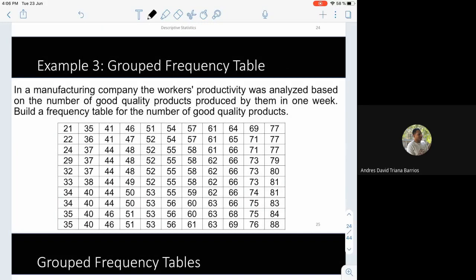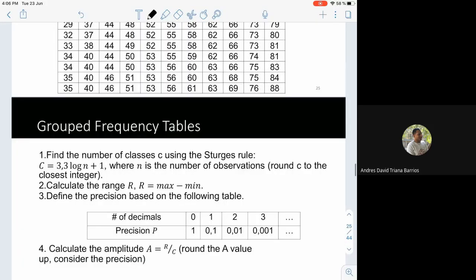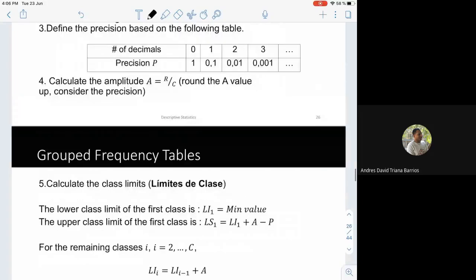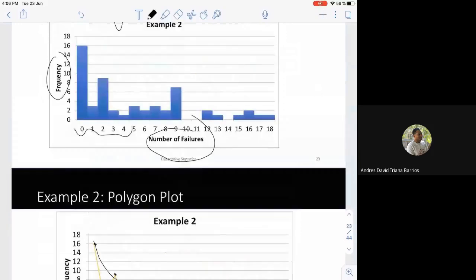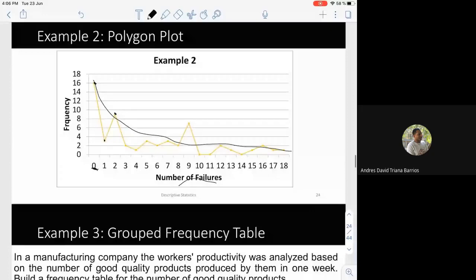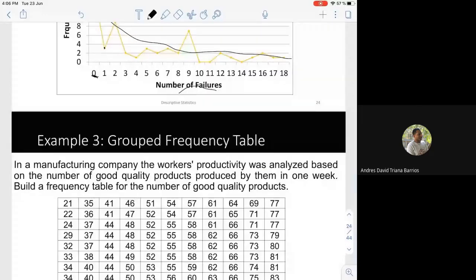Now we have the grouped frequency tables. And remember that they are different than the ungrouped frequency tables. Before I proceed to the grouped frequency table, I don't want to spend a lot of time in each video. I don't want to speak for more than 1 hour per video, because I think that's just too much.